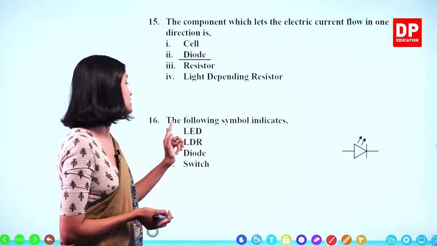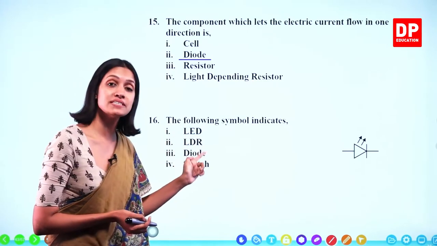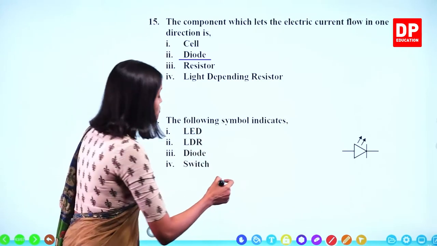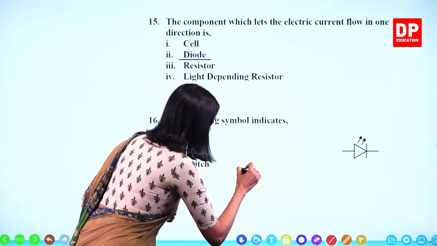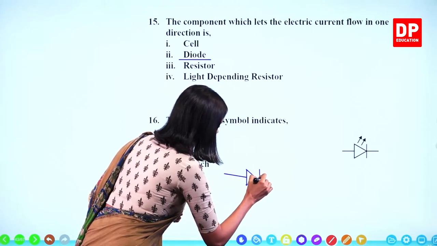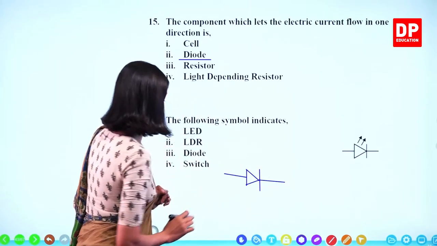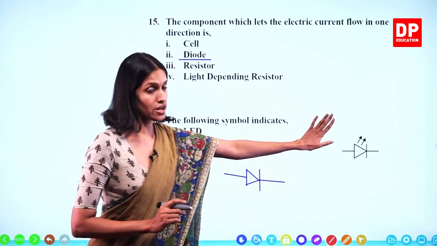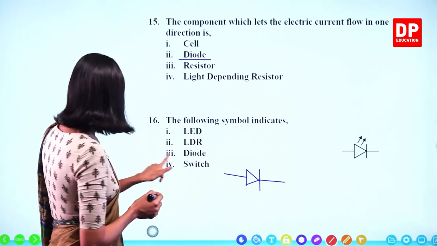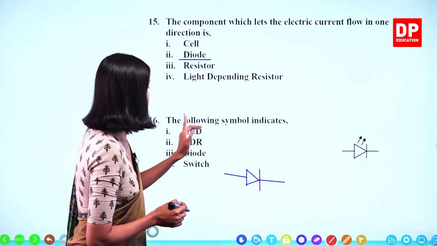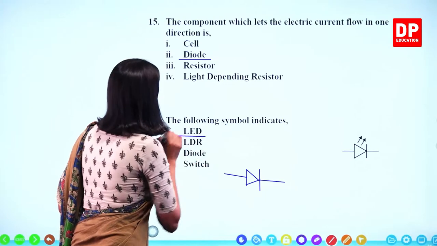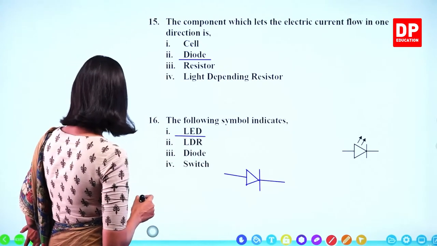LDR? No. LDR means light dependent resistor. It's not a type of diode. Diode? No. How do you draw diode, children? This is the symbol of diode. The same thing, but these two arrows are not there. Right? This is diode. Right. And the switch? No. Switch is not the answer. This indicates LED. Okay? Answer number 1. We'll move on to the next.